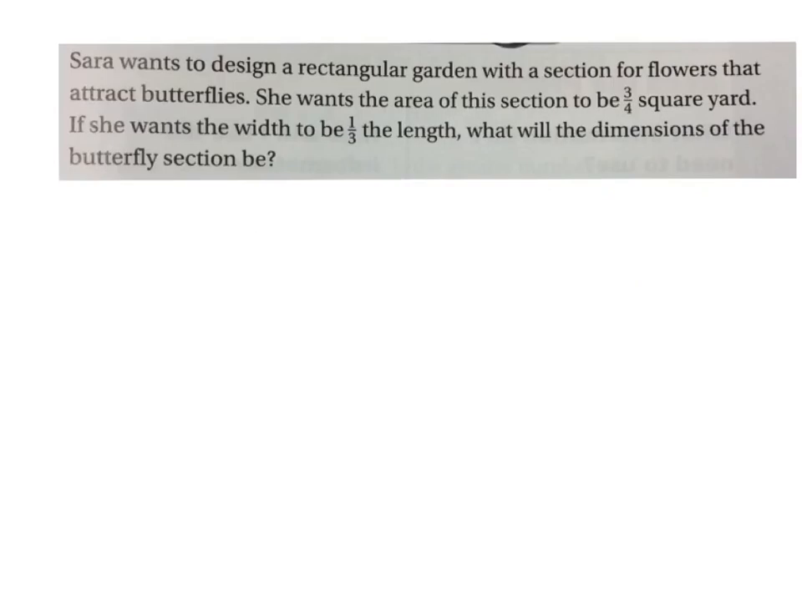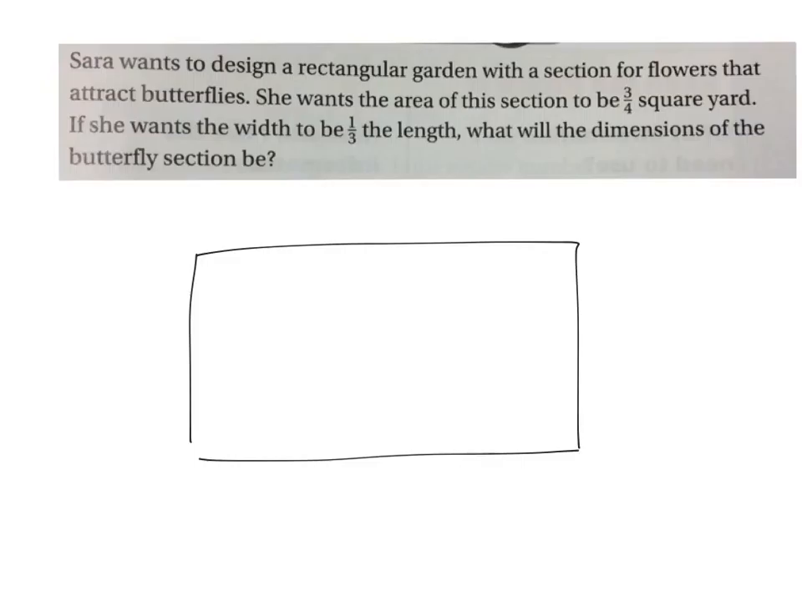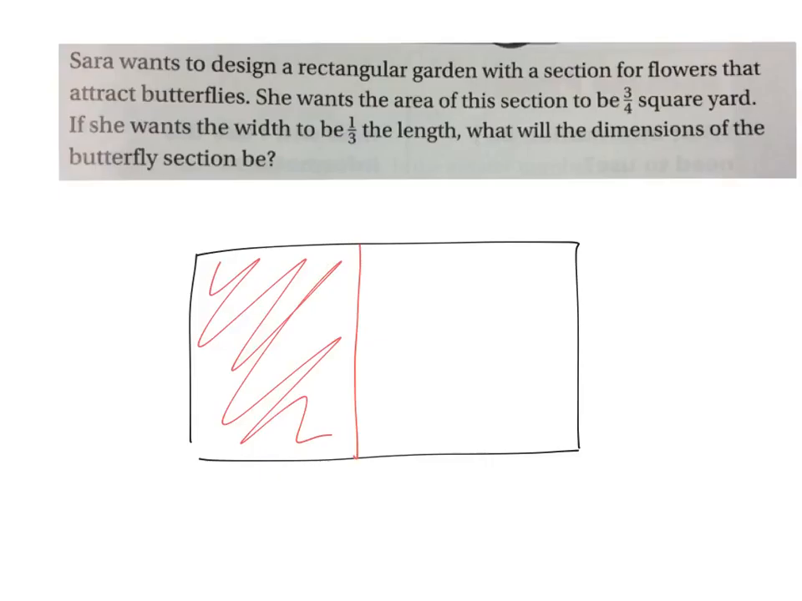Okay, so Sarah wants to design a rectangular garden with a section for flowers to attract butterflies. She wants the area of this section to be 3/4 of a square yard. So let's go ahead and draw in our picture, in our notebooks. Her whole garden is a rectangle. Now, not the whole thing is going to be flowers, just one section of it is going to have flowers that attracts butterflies. We don't really know how big, but let's just say this section is going to have flowers that will attract butterflies, okay? And she wants the area of this section to be 3/4 square yards.